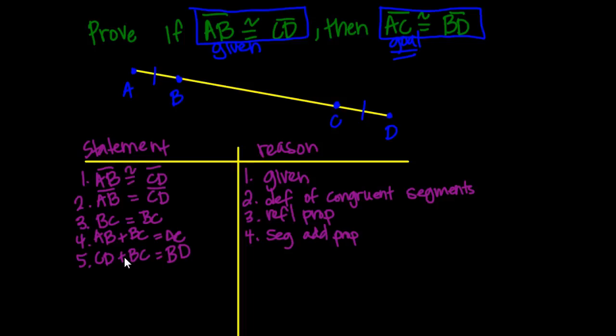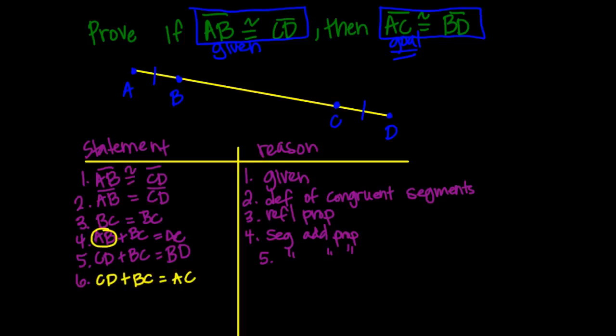So let's do some substituting here. First of all, in number 4, I see that I can substitute CD right here because these 2 are equal to each other. Let me write this one. This is segment addition property, so I'm just going to copy it. So number 6, I'm going to substitute CD right here. Because these 2 are equal, CD plus BC has to equal AC also.